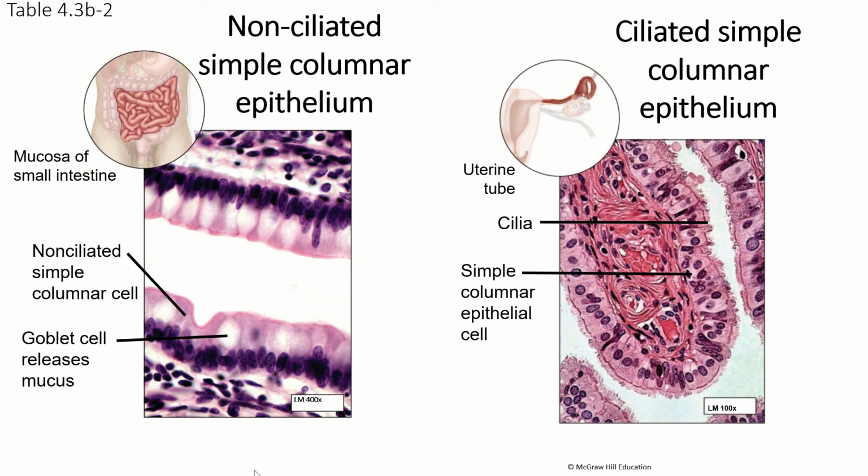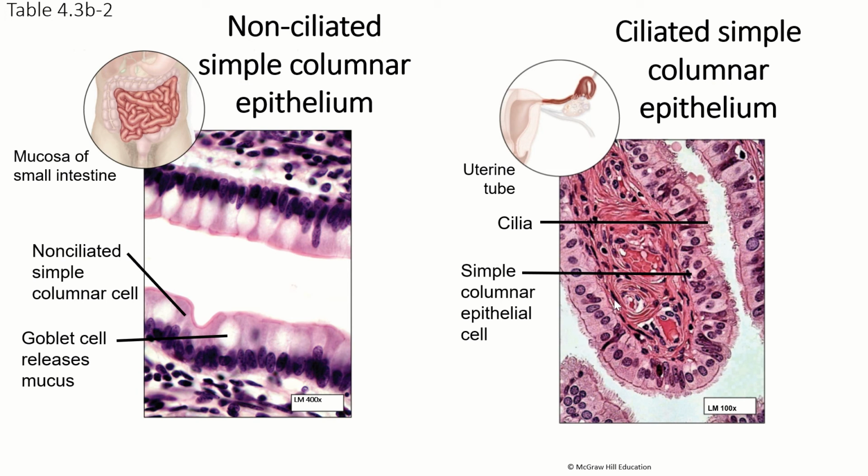The way you can tell that this is simple columnar is that all of the nuclei are neatly lined up at the basal side. Now, they're not always quite so neatly lined up, but it's definitely one row of nuclei. And then deep to that, something else. Okay, so that's definitely non-ciliated simple columnar epithelium. Over here, we have similar looking tissue, but this time we see really clearly a layer of cilia.